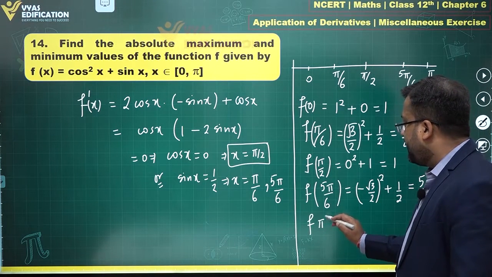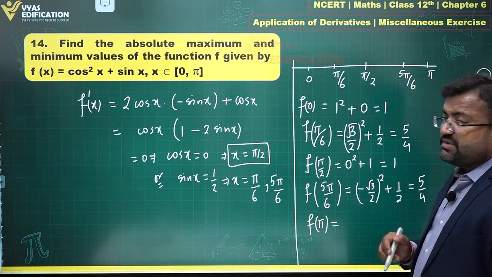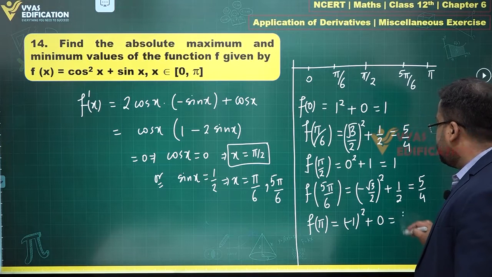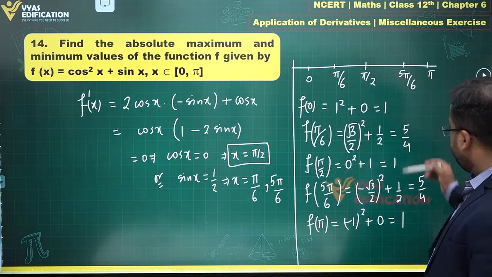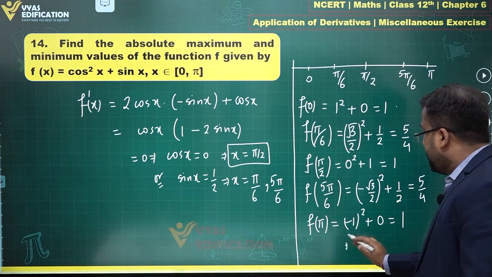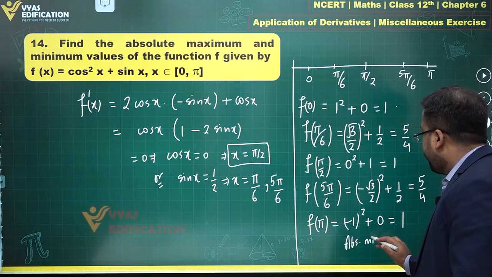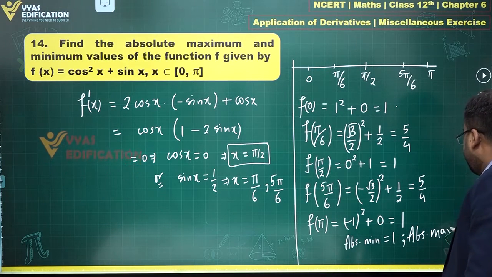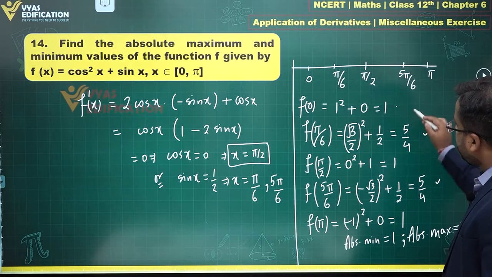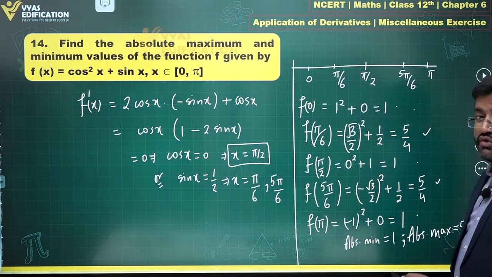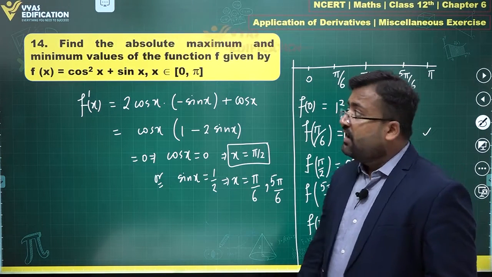What about f of pi? F of pi is equal to what? Cos pi is minus 1, and its square is 1, plus sin pi is 0, this is equal to 1. Okay. So you get minimum 1. This is the minimum value, right? So the absolute minimum value is 1, and the absolute maximum value out of these you can clearly observe is 5 by 4, which occurs at this point. Similarly, the minimum occurs at these few points over here. That's the complete solution and the final answer of this question, as you can see behind me.